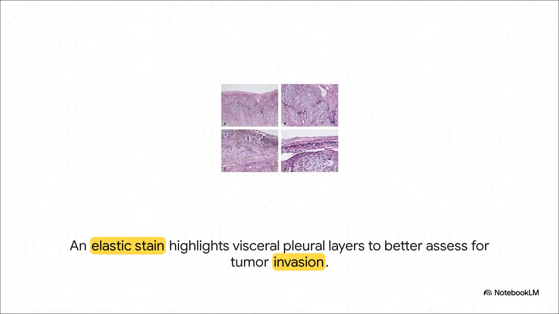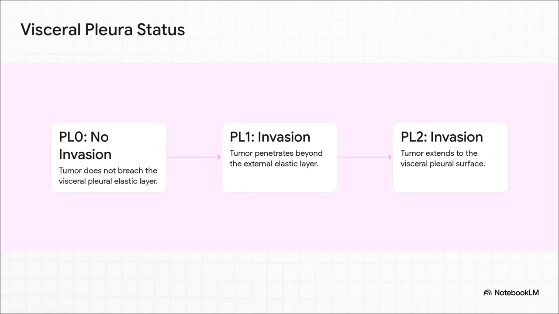Let me give you a pro tip. An elastic stain is going to be your absolute best friend when you're assessing the pleura. Visceral pleural invasion, VPI, can be incredibly tricky to call on a standard H&E slide. This special stain just makes those elastic layers pop, so you can say with confidence whether that tumor has broken through or not.